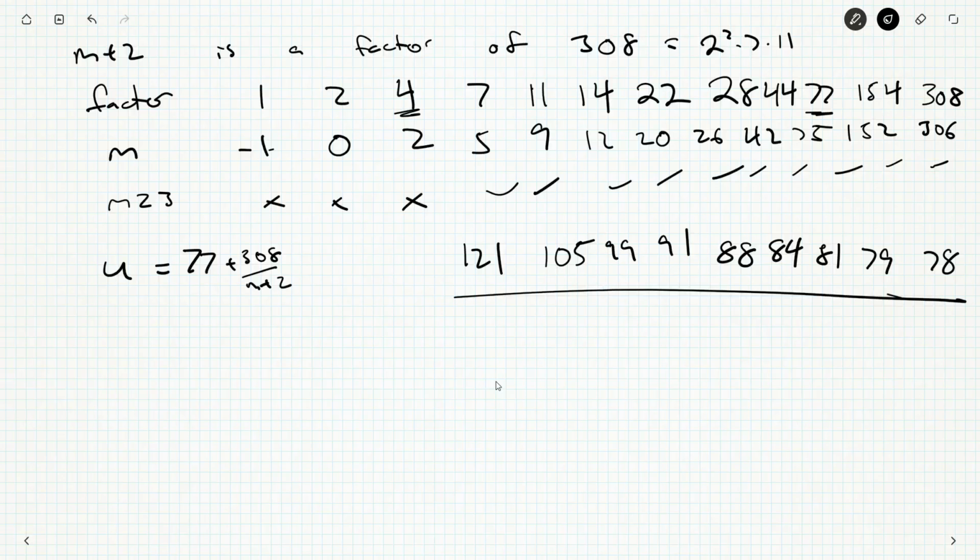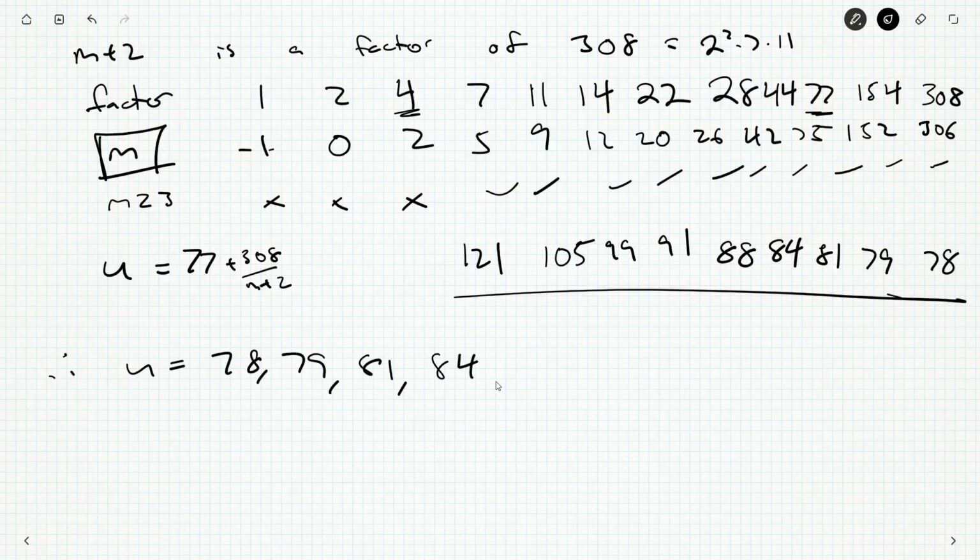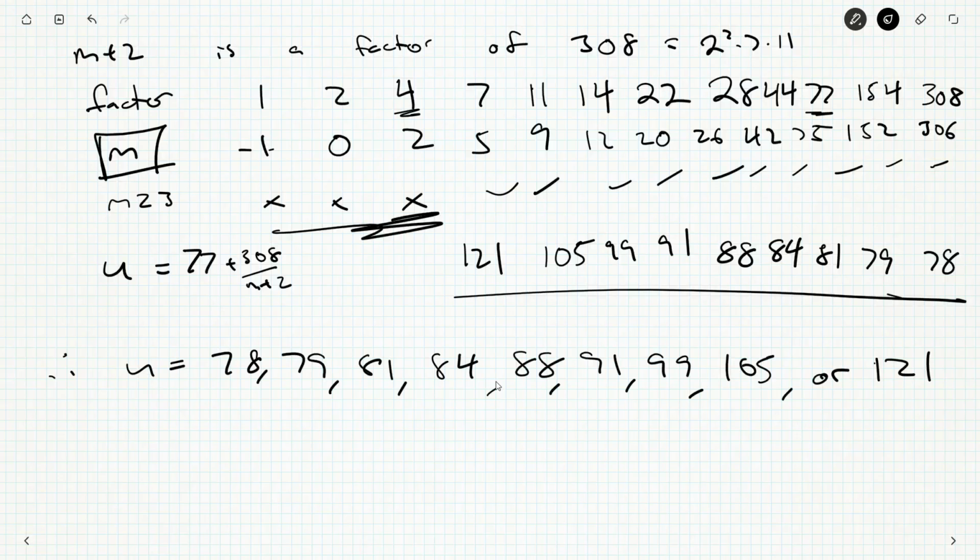So, of the 12 factors, only 9 of them give us values for m that work, and I think that's key. Because we could have gotten other u values here, but we would have had terrible m values to work with. But 1, 2, 3, 4, 5, 6, 7, 8, 9. So therefore, u can be 78, 79, 81, 84, 88, 91, 99, 105, or 121. All 9 values. There they are. I bet this was definitely worth a mark, crossing some of these off. Okay. So there we go.